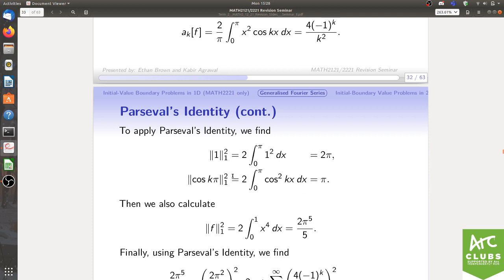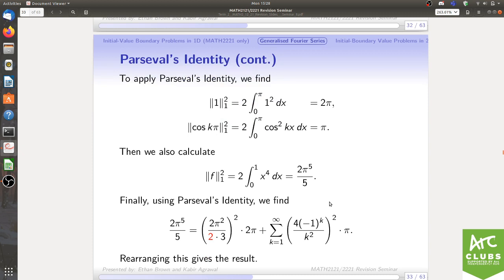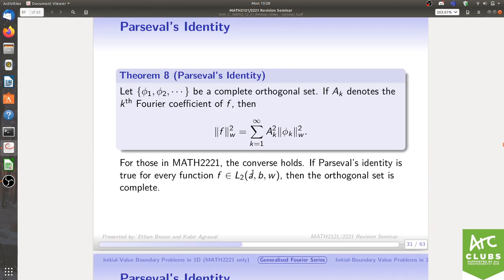and cos k pi with respect to 1, the norm of that squared is given by the following integral, in which you get pi. Now, plugging that and the norm of f with respect to the weight 1, you end up with, you just plug it into Parseval's identity, which I guess isn't too bad to remember.